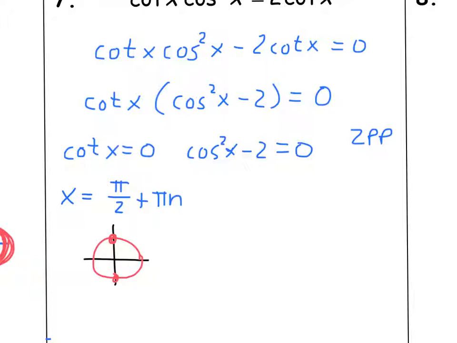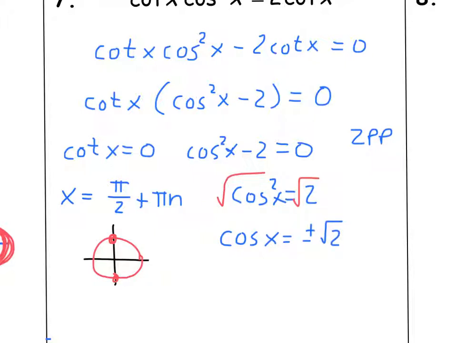Okay, now over here, let's solve the next one. Cosine squared x equals 2. Now, let's take the square root to get cosine of x equals plus or minus radical 2. As we can see, this is outside of my range. My range for cosine is just 1 to negative 1. So this here would be the null set. It is undefined at that point.